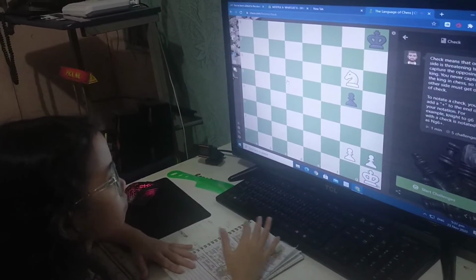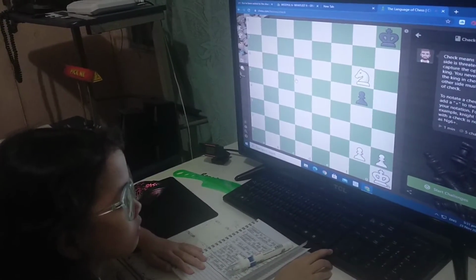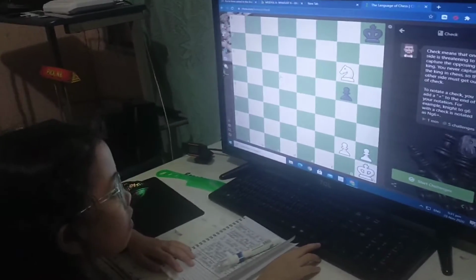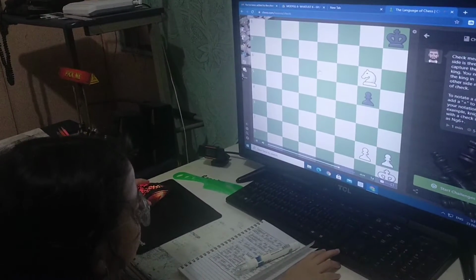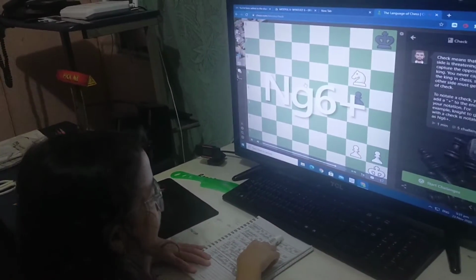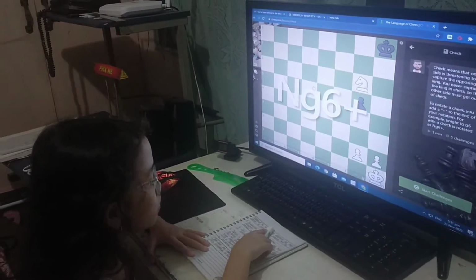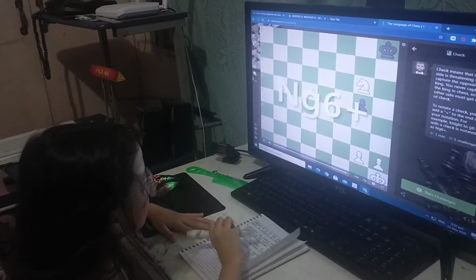One final question is, how do we notate a check? It is pretty easy. All you do is add a plus to the end of your typical move notation. This means after writing Ng6, you add a plus at the end. So it'll look like this, Ng6 plus, meaning that black is in check.